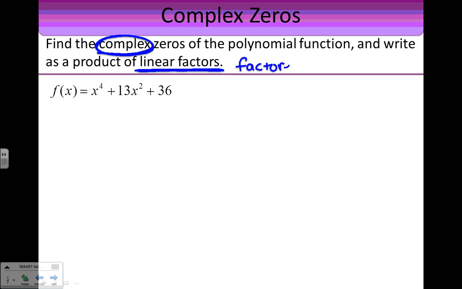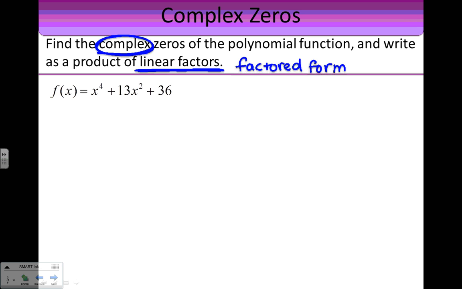So when it's in factored form, all factors should have a degree of 1. So we're not going to leave any x squared plus 4s or anything like that. Factoring it all the way down. Okay, so first thing, we have f of x equals x to the 4th plus 13x squared plus 36. So first thing we always do is check to see if it's factorable. Now, this one does not have 4 terms, so it's not factorable by grouping.